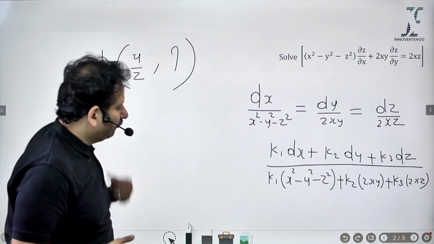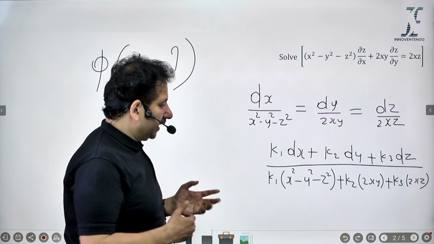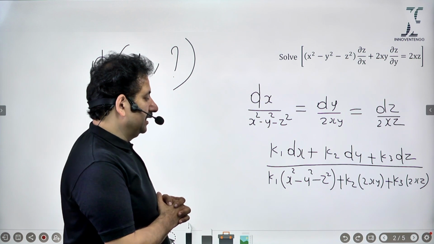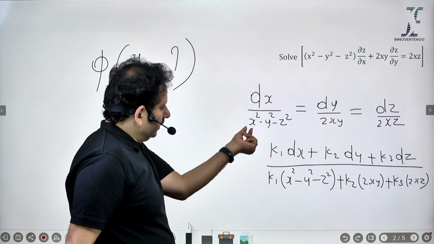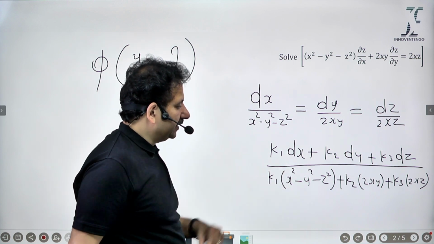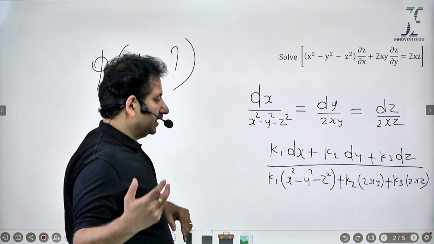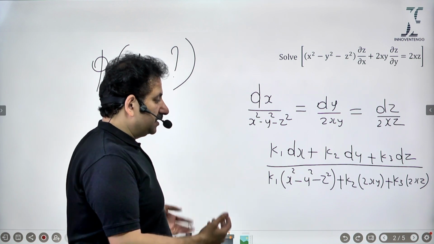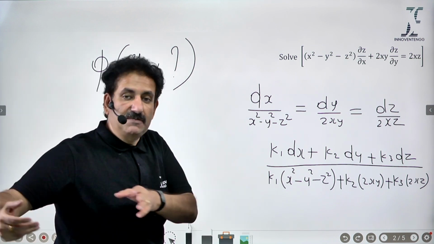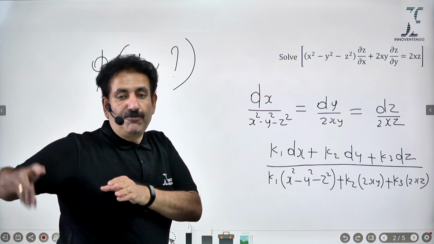For example, one of the choices could be x, y, z. How exactly it plays out? You can see when I make the choice for k1 as x, k2 as y, k3 as z, that's one of the things that I want you to try. And sometimes it becomes very, very obvious: 1 by x square, 1 by y square, 1 by z square. Sometimes it will be 1 by x, 1 by y, 1 by z.